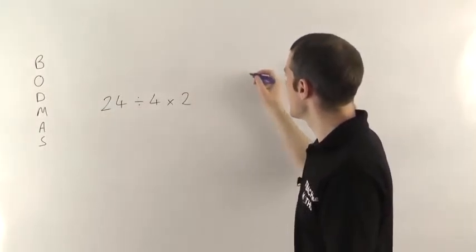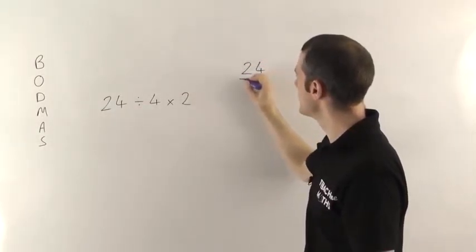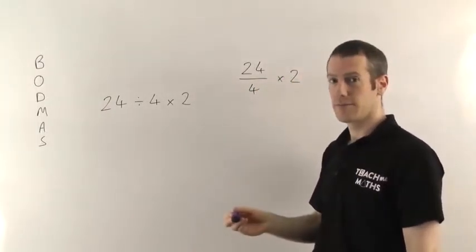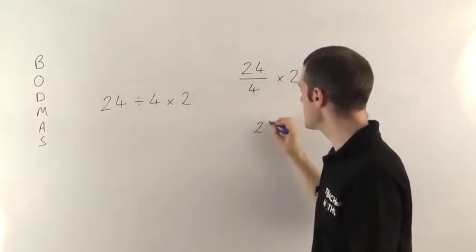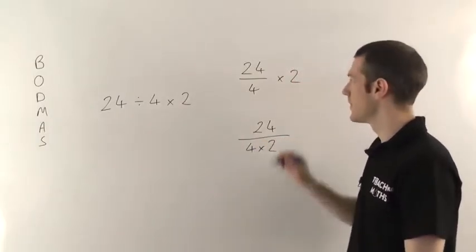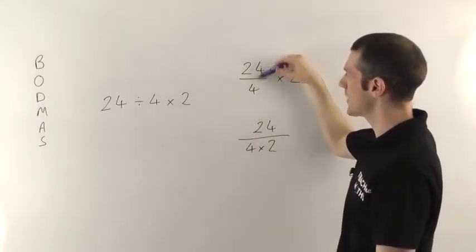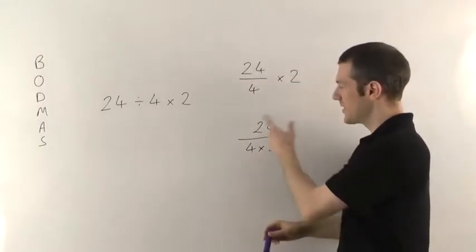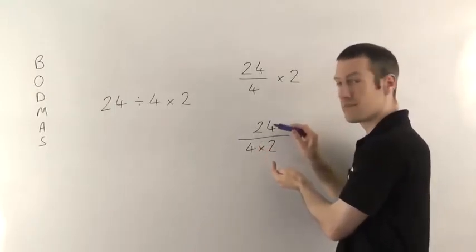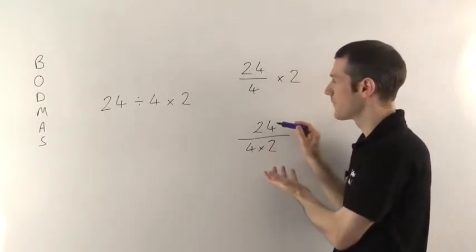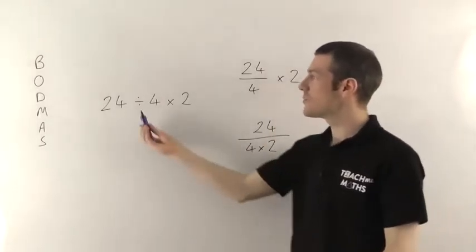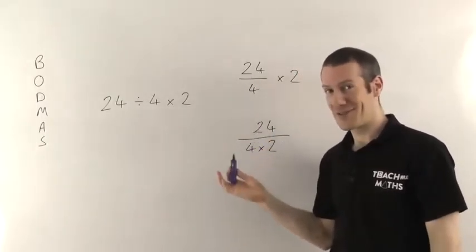So either you're saying it's 24 divided by 4 and then times that by 2, or you're saying it's 24 divided by 4 times 2. In the first one it's clear, you work out the fraction and then times it by 2. But in the second one you can see the 4 times 2 is on the bottom of the fraction, so you have to work out what that is before you can divide to figure out what the fraction is. So there's never any confusion when you use the fraction, and that's why we always use fractions for division.